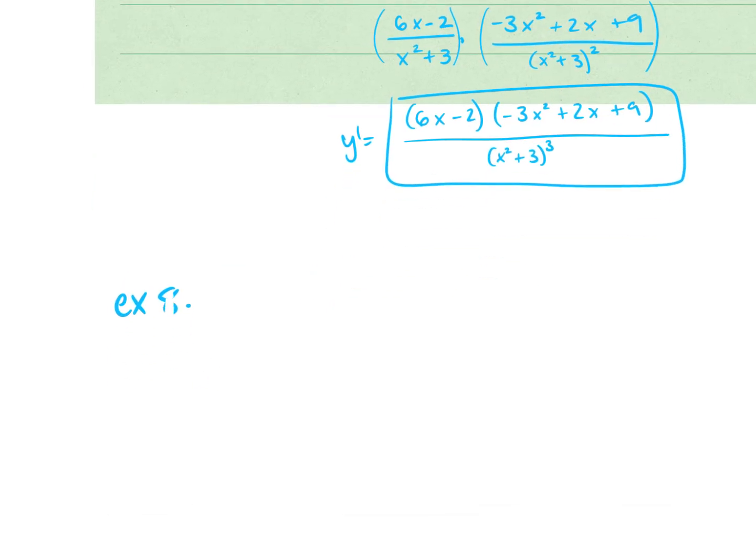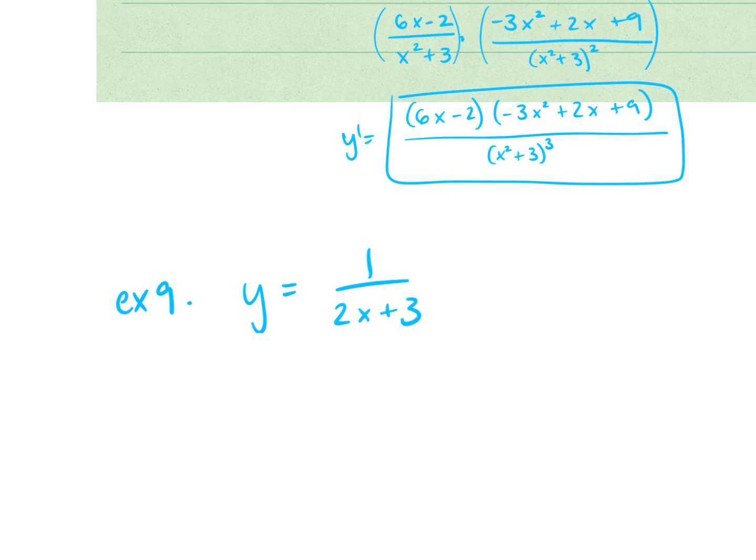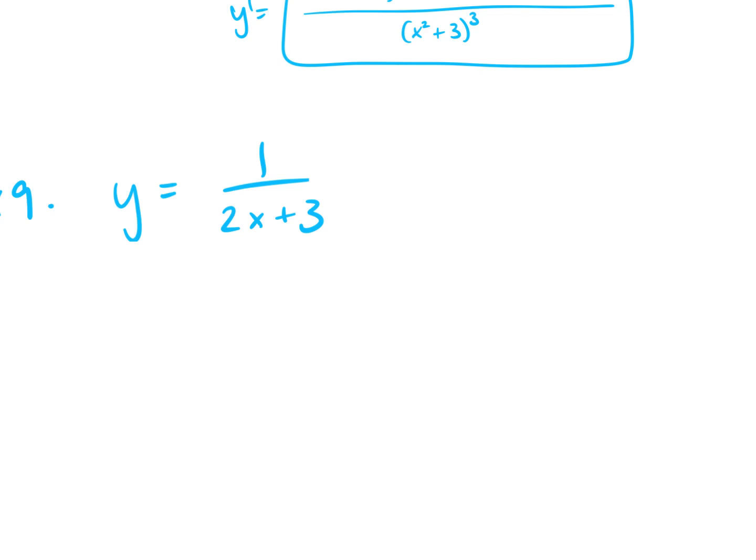Oh, example 9. Let's say we have 1 over 2x plus 3. What would we do here? You can totally do low d high. That will work. It'll give you the same answer. Or we could change this to be 2x plus 3. What would our exponent be? To the power of negative 1. And then we could do our chain rule. So I think doing it this way and doing the chain rule is easier than low d high, but you'll end up with the same answer. So you can do it either way.